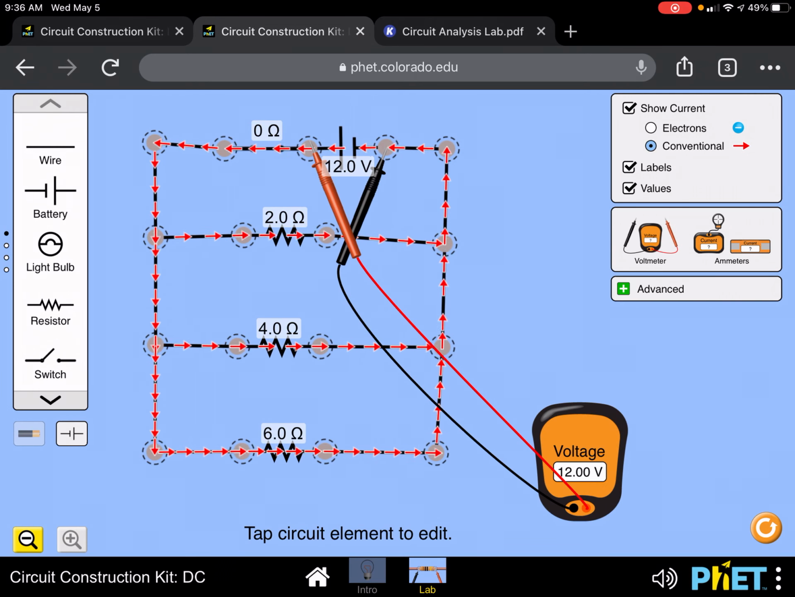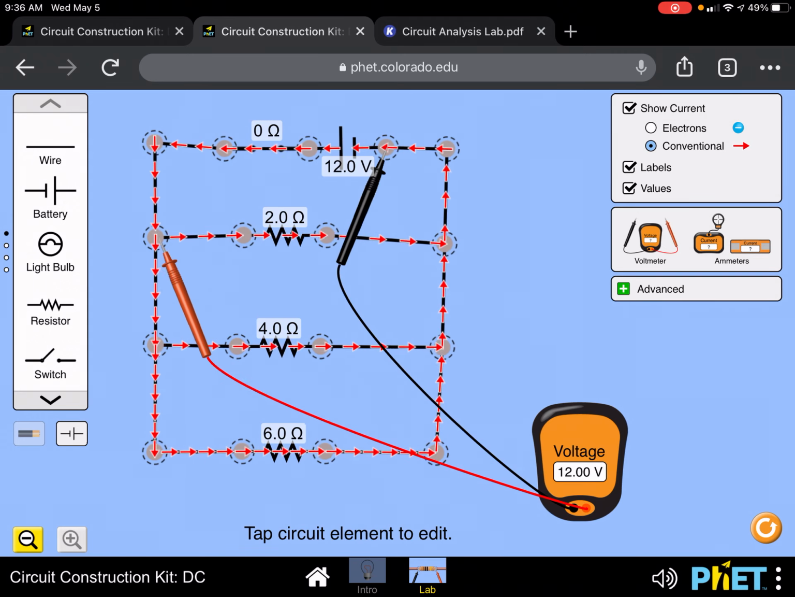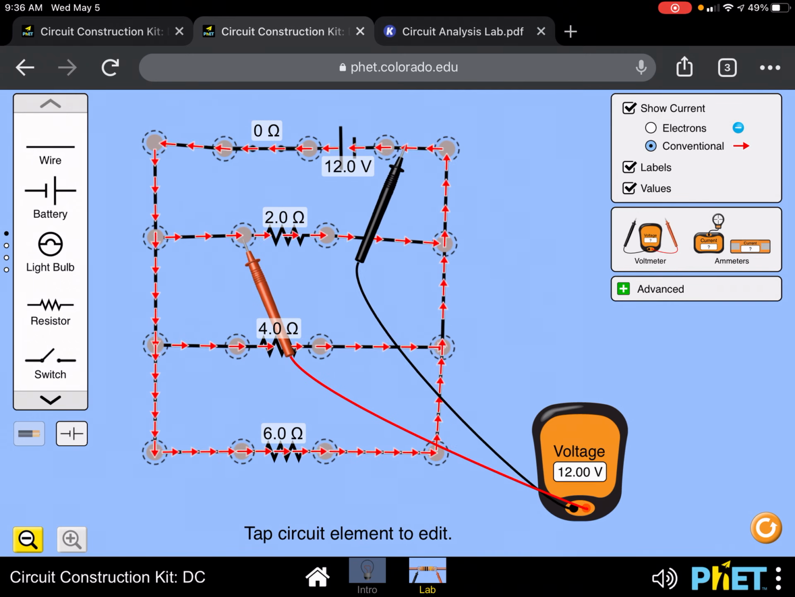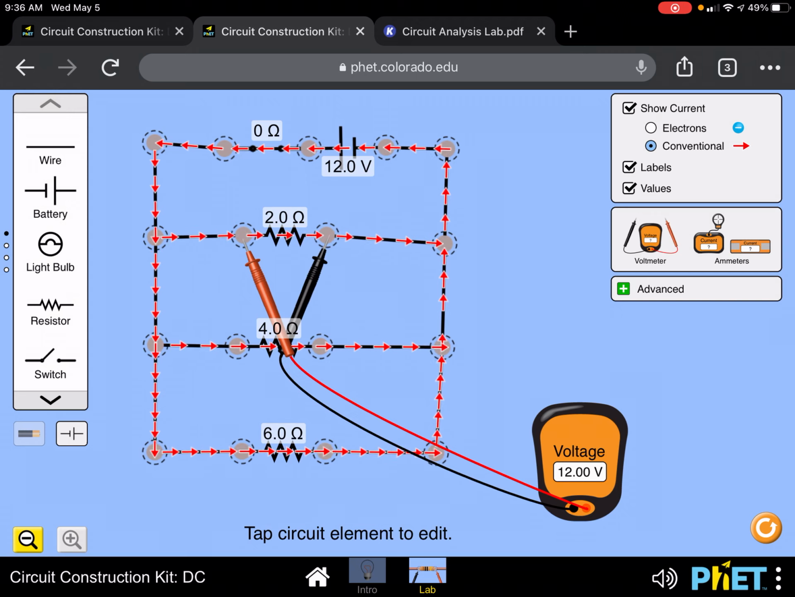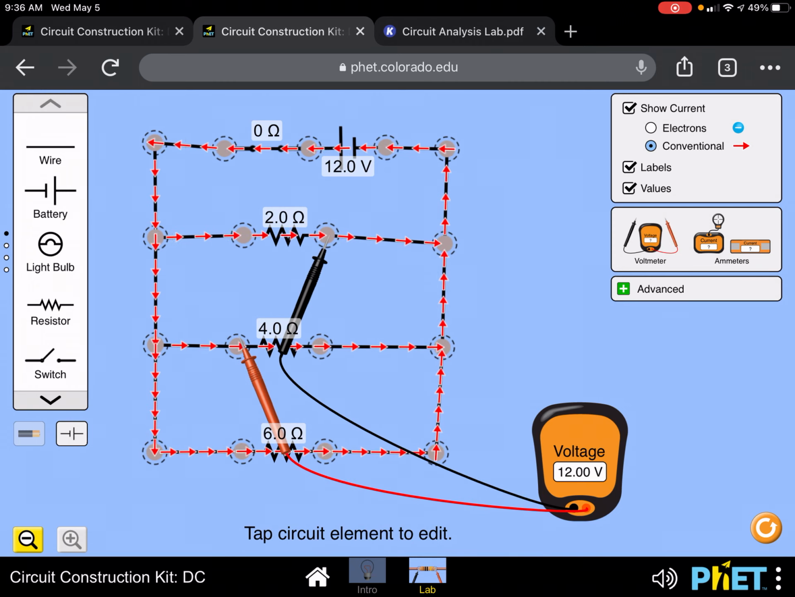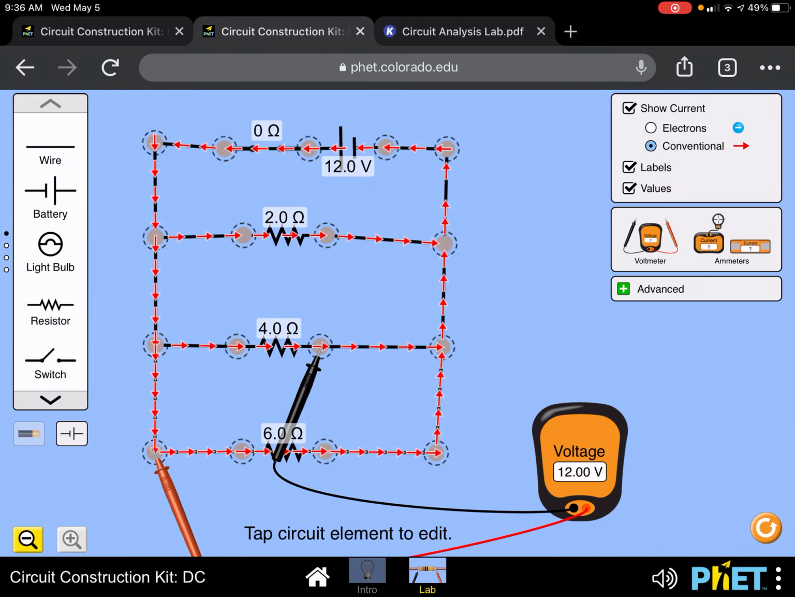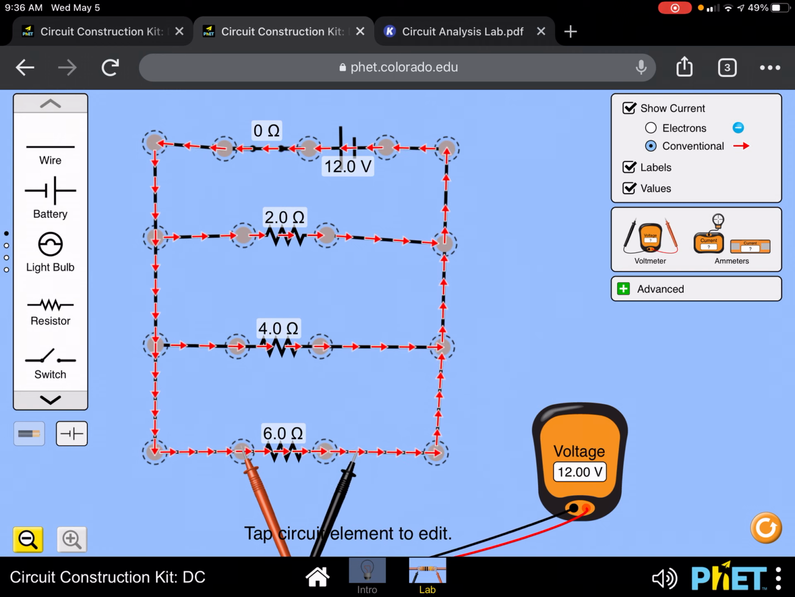Then what I'm going to do to get the voltage across the second light bulb, I'm going to move this around over here just like this, and you can see the first light bulb measures 12 volts. The second light bulb also measures 12 volts. And the third light bulb also measures 12 volts. All 3 of them do.